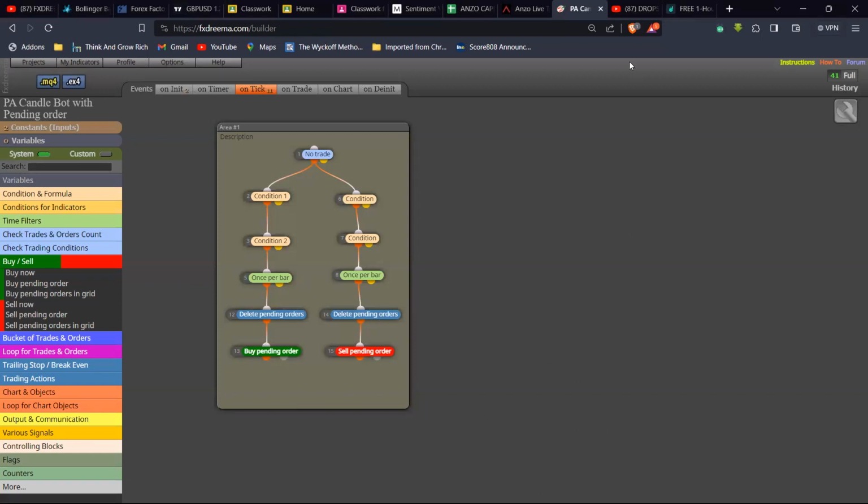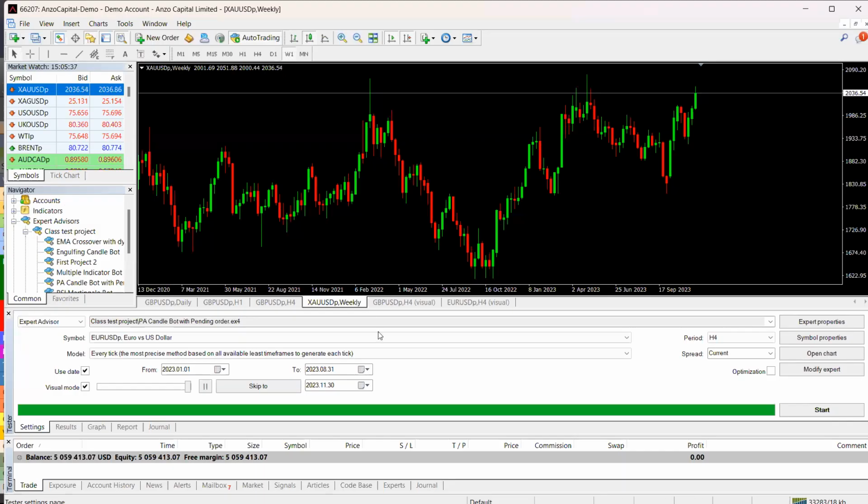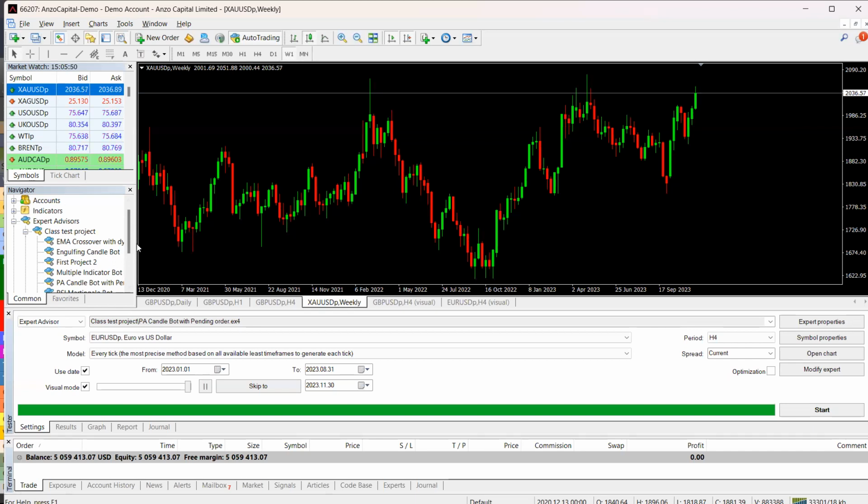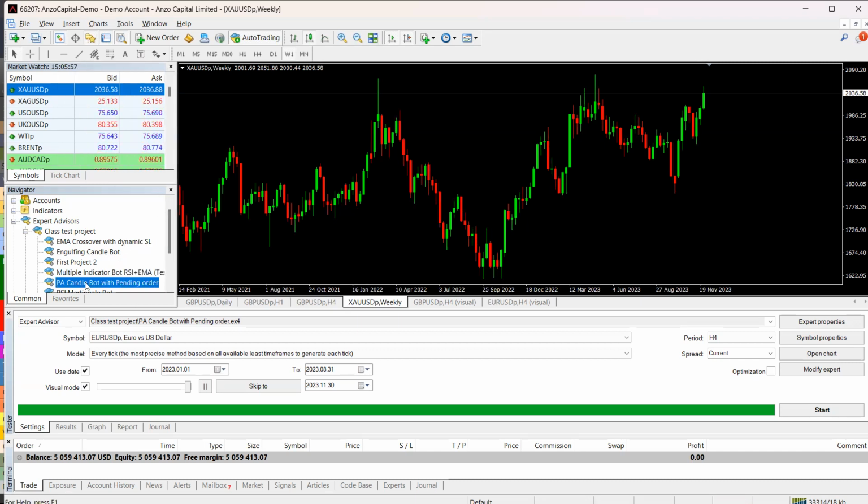Okay, so now we'll jump over to our MT4, and then we're going to backtest what we just did. So you can see the bot we built. The name is PA, that's price action bot with pending orders. That's how I named it so that it's easy for me. I think I already added it to this particular MT4, so let's just drag this away. Yeah, so that's it, the price action bot with pending orders.